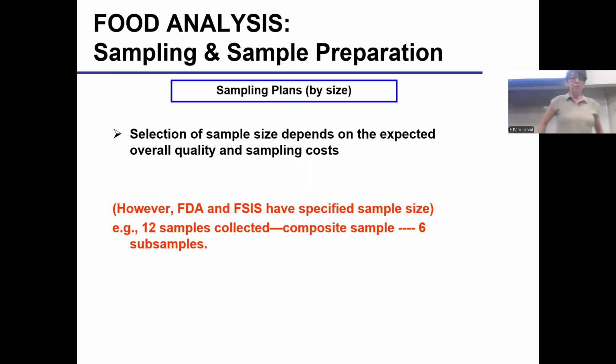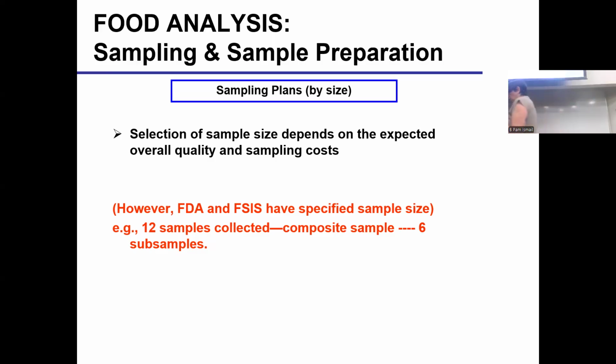The number of replications really depends on the purpose of the method, and also on sampling costs. Is it going to be more expensive to run 20 samples versus 10 samples? You have to make that decision. But sometimes you are also bound by regulation. If we are doing composition analysis for a nutrition label, you have to have a minimum number of replications. The FDA and FSIS require at least 12 different samples that you collect from a lot.